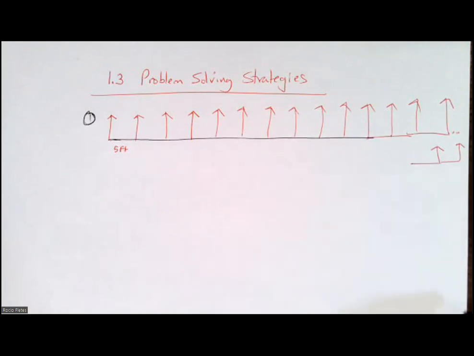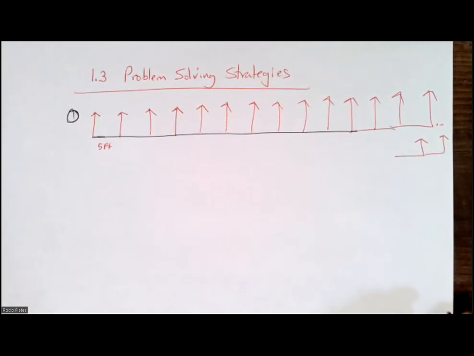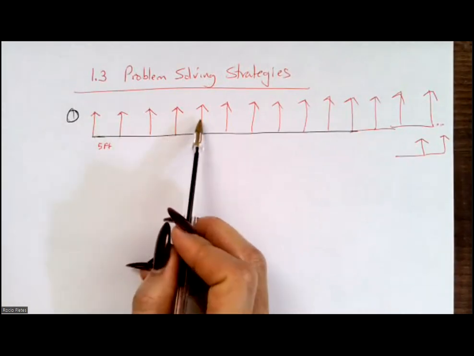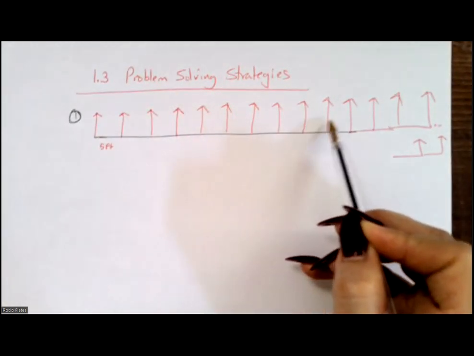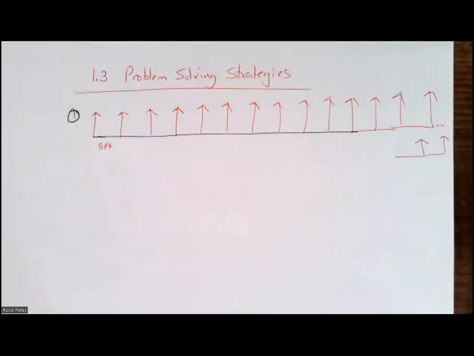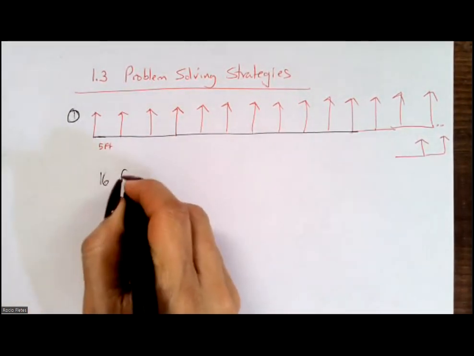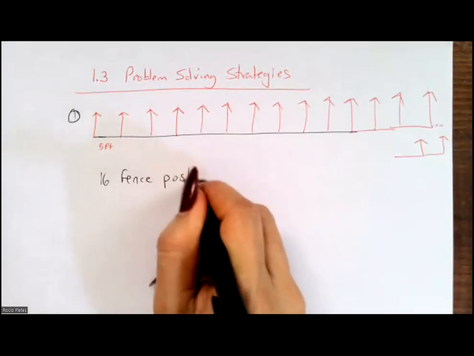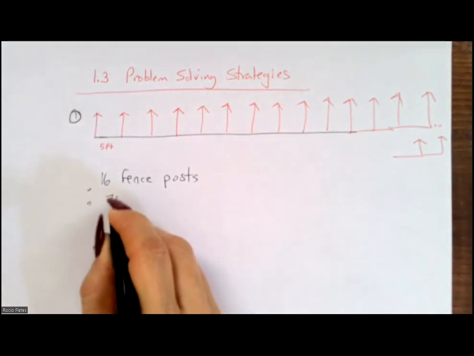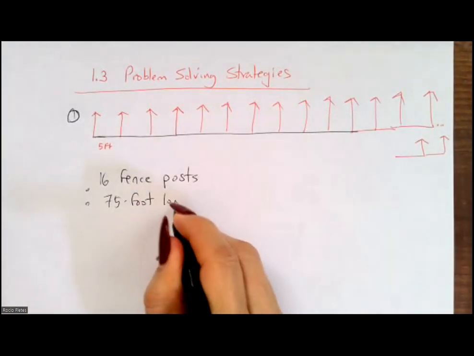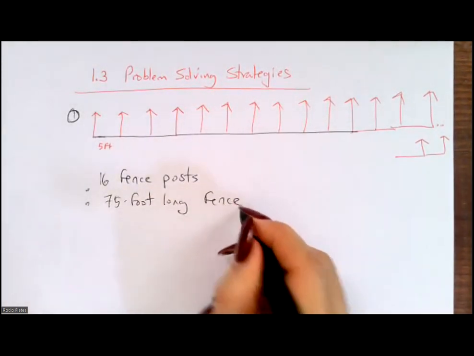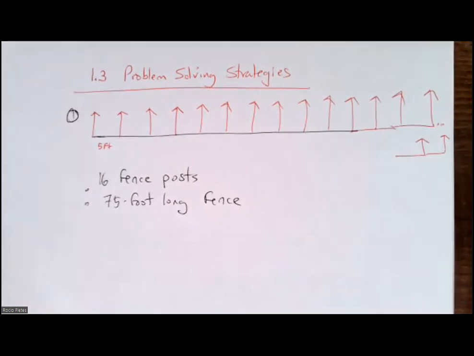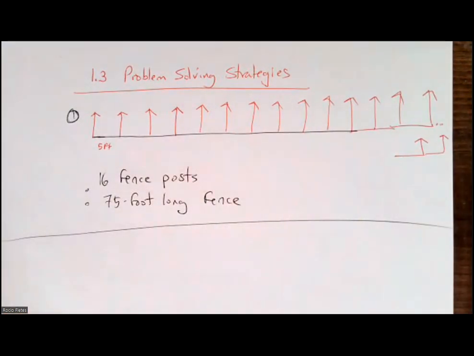And so remember that from here, we continue here. So that's this one here. And you count how many fence posts that is. So 1, 2, 3, 4, 5, 6, 7, 8, 9, 10, 11, 12, 13, 14, 15, 16 of them. So we're going to need 16 fence posts in order to cover the 75-foot long fence, right? And that's number one. Now you don't have to draw the picture, but it really does help when you're trying to understand what's going on in the problem, okay?